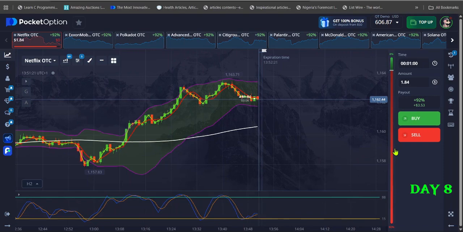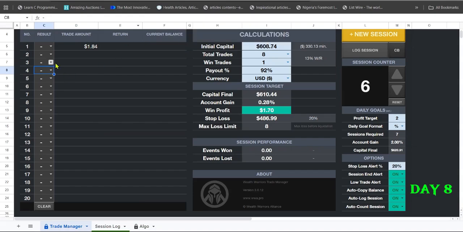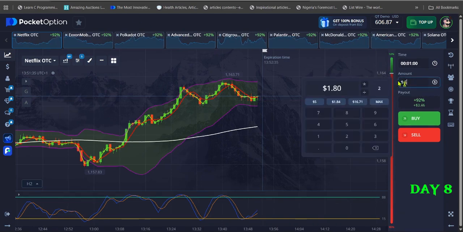It looks like we are losing this trade. So we lost that trade. We are going to mark it as a loss. So we'll go with 3.85.